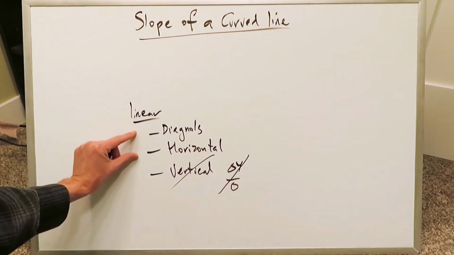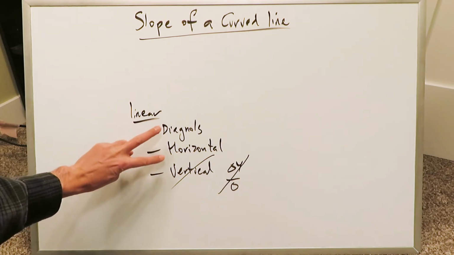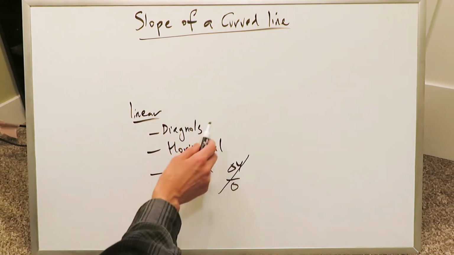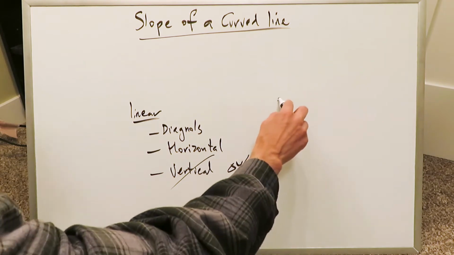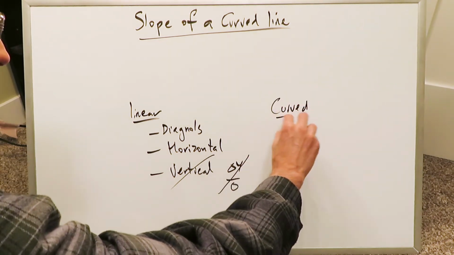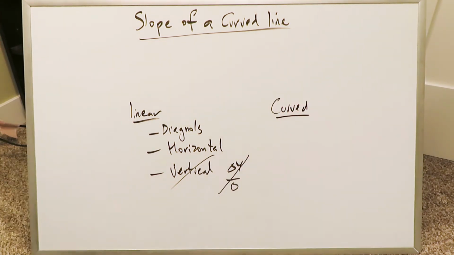So as a high school student, your slope determinations are limited to these two forms, diagonal straight lines and horizontal straight lines. But for curved lines, it's a completely different matter. You can have so many different types of functions over there, all of which are curved, and you have to be able to determine the slope of a curved line.